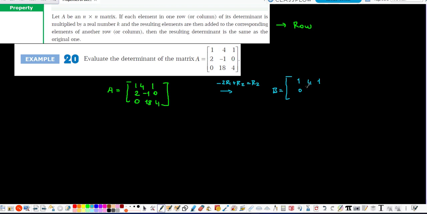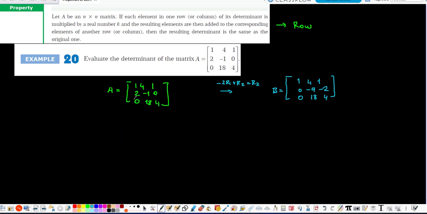The second row is going to be 0, then minus 2 times 1 is equal to minus 2, plus 0, it's equal to minus 2. Then here 0, 18 and 4. So this is the B matrix, and we get this matrix by using the row operation as I explained.